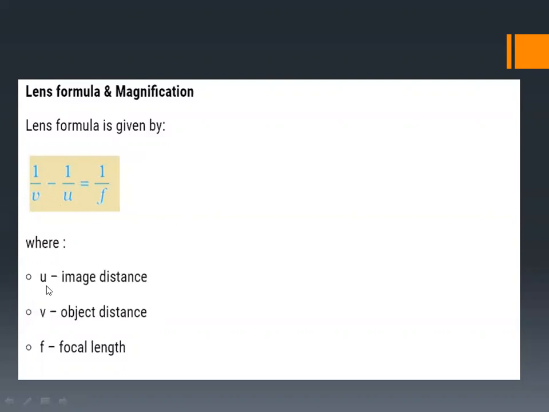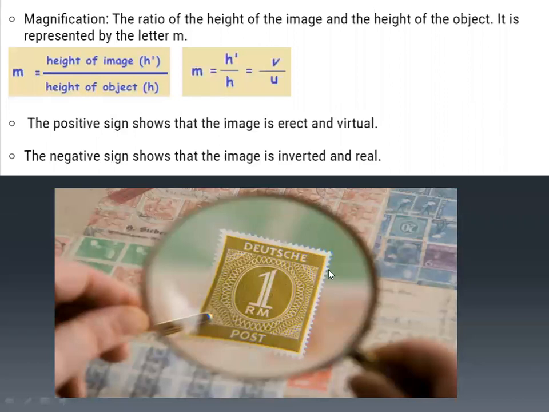And we have already studied what U is. U is the image distance, the distance from the optical center to the image. And V is the object distance, meaning the distance from the optical center to where the object is kept. Where the image is formed, that is the image distance. And F, we know, is the focal length. This is the explanation for the lens formula. It is applicable for whatever lens, but we have to use the Cartesian sign convention in this lens formula. And magnification, we have already studied.